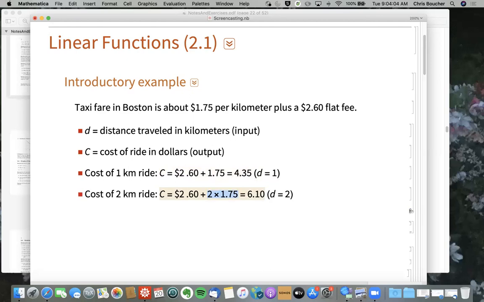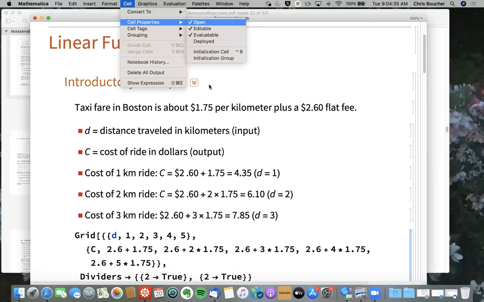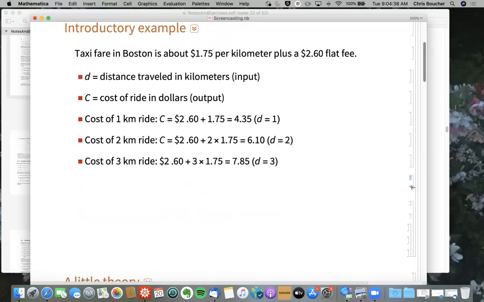If you do a few of these, hopefully the pattern becomes clear and you can see the abstract relationship between the two variables. So here I do one more. This is the case D equals 3. If I go 3 kilometers, I pay $2.60 plus I have to add 3 one-kilometer charges. And now I see what the idea is. Whatever D is, it goes in right here. It just multiplies the 1.75. This starts to give me a general formula.